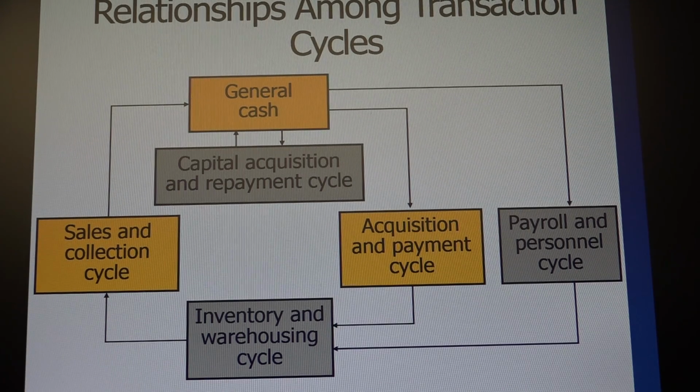and the payroll and personnel cycle, inventory and warehousing cycle, and capital acquisition and repayment cycle. Now notice that there's some overlap of these cycles, but we try to compartmentalize these. It makes it a lot easier to audit the different cycles, but there is some overlap.